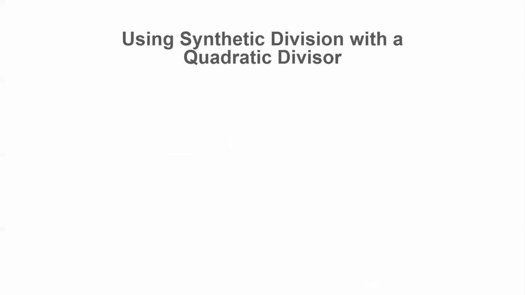I'll do a couple examples and I'm going to show you with synthetic, but I'll be checking it with long division. That's just me making sure my answer is right. You don't necessarily have to check it with long division, but I'll show you how you can. All right, so here's our first problem. 2x to the fourth plus 3x cubed plus 5x minus 1, all of that divided by this quadratic divisor, x squared plus 3x plus 2.